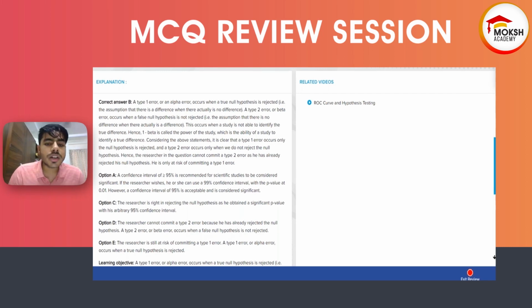This occurs when a study is not able to identify the true difference. Here, 1 minus beta is called the power of the study, which is the ability of a study to identify a true difference. Considering the above statements, it is clear that a type 1 error occurs only when the null hypothesis is rejected, and a type 2 error occurs only when we do not reject the null hypothesis. The researcher in the question cannot commit a type 2 error, as he has already rejected the null hypothesis. He is only at the risk of committing a type 1 error.